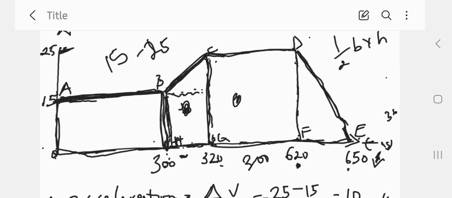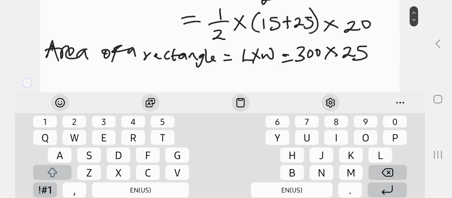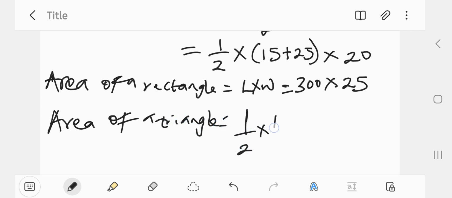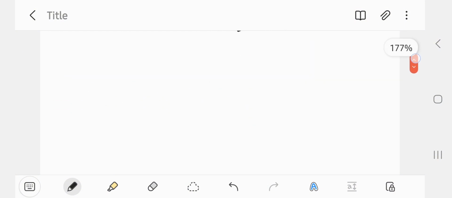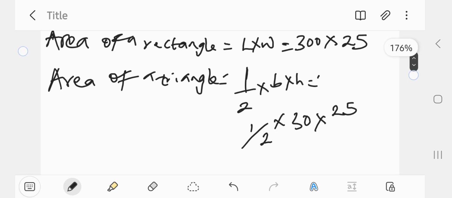So going forward, let's go forward. So the last is the area of a triangle. And that is equal to what? 1/2 times base times height. The base is 30, so 1/2 times 30 times 25. Yes, so since we've gotten these now, let's go ahead and add all of them together and find the total.